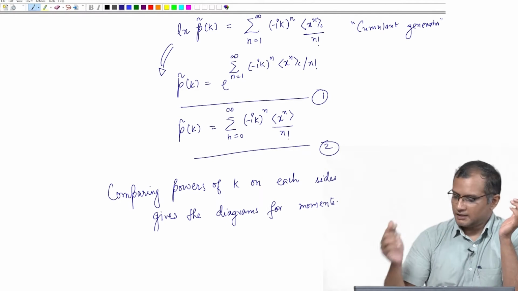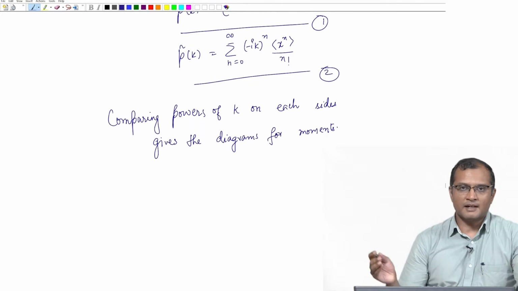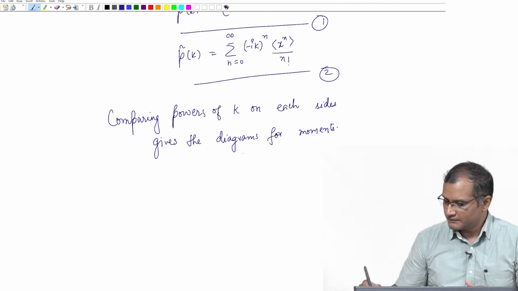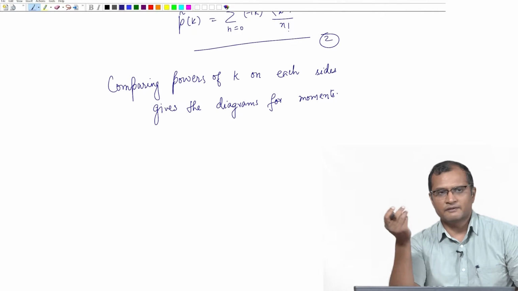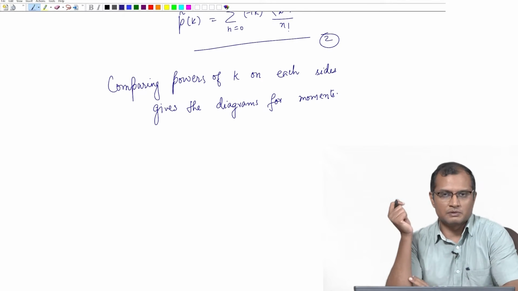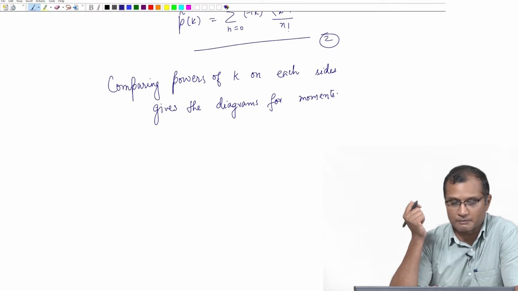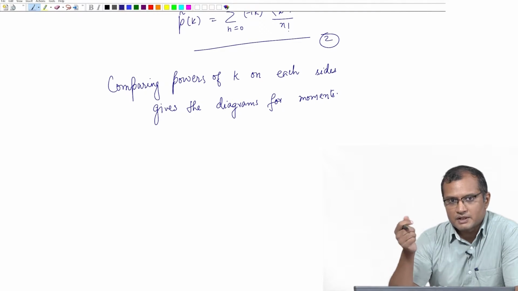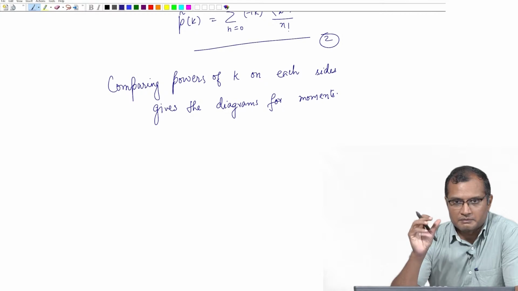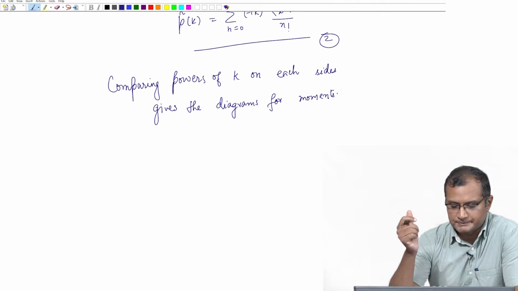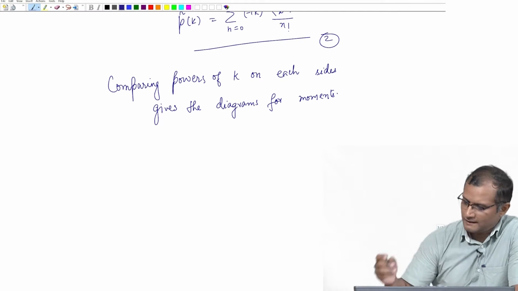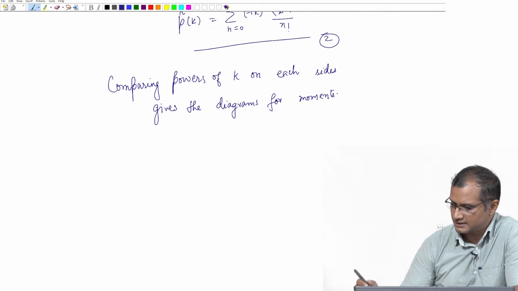So, when you compare like powers of k on each side, you can get the diagrams, and I leave this as an exercise here. You can check for yourself. At least the first two moments you should be easily able to compute. And for the higher ones, I have already given the logic of permuting and combining the various number of dots. You can take that as a rule to generate these diagrams. This is the proof for these diagrams.